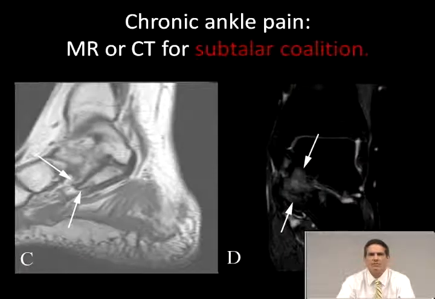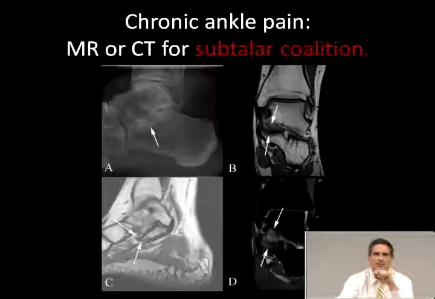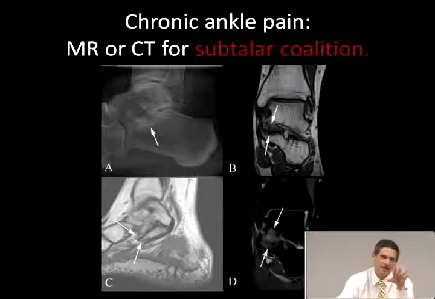Here's another, images C and D show you some more of the same, where C shows you an abnormally broad, wide, fused articulation between the talus and calcaneus, and D shows you some subchondral marrow changes along those locations. Composite picture showing the plain film, subtle density, MR more conspicuous. CT is often done for this as well because it shows you the bones as well, and shows you how much bridging there is.